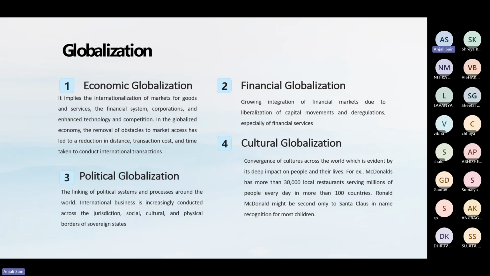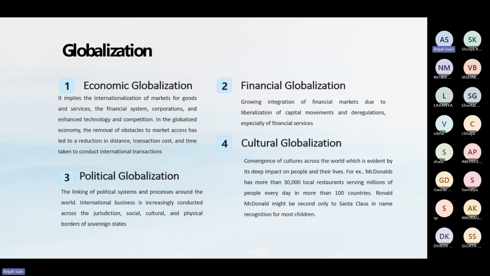ठीक है, इकोनॉमिक ग्लोबलाइजेशन का मेन मतलब है कि I am moving my market to different countries. ठीक है, in terms of goods and services, in terms of their financial system, in terms of the companies. ठीक है. Then comes the financial globalization.